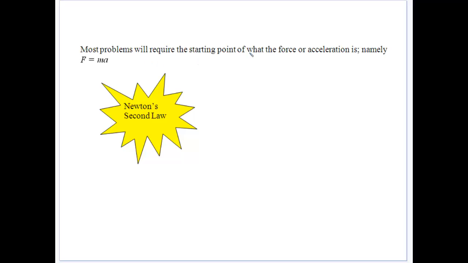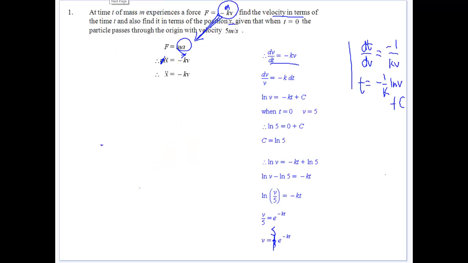And our starting point for a lot of this is what the force or acceleration is doing, and namely force is mass times acceleration, which the physics students would know as Newton's second law. That's where it comes from. So let's have a look at a problem. We've got a particle of mass m that experiences a force of minus mkv. We want to find its velocity in terms of time, and also find it in terms of x, given that when t is equal to 0, the particle passes through the origin with a velocity of 5 meters per second.